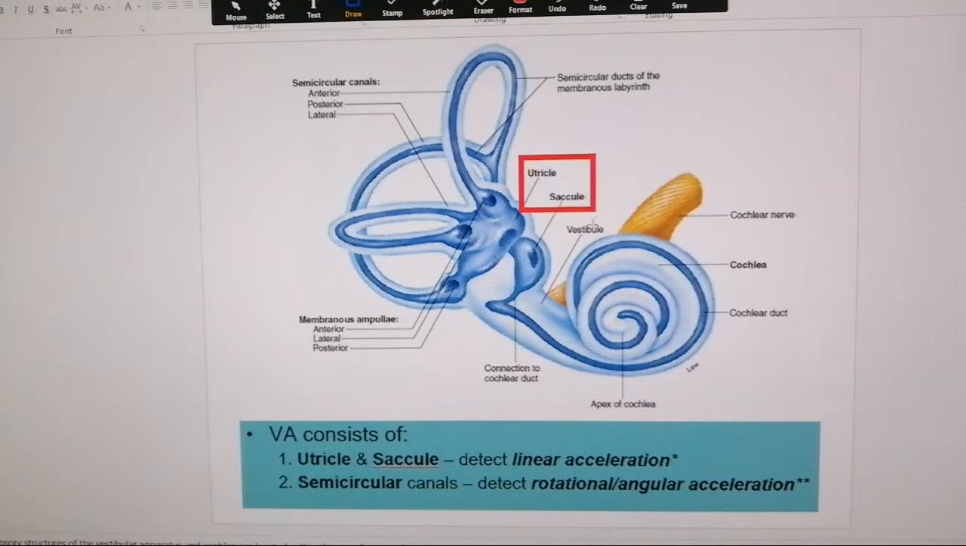Right? These are otolith organs. Okay. And then we had the semicircular canals. Right? So this whole area is referred to as the otolith organs, and it comprises this swelling, called the utricle, and this swelling, called the saccule.